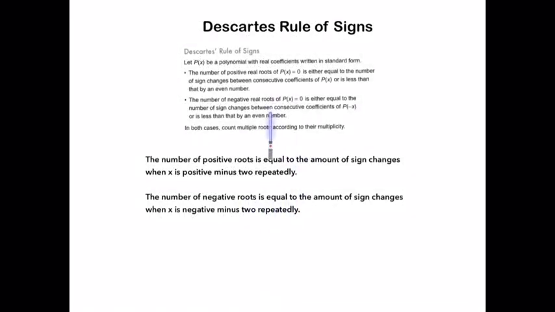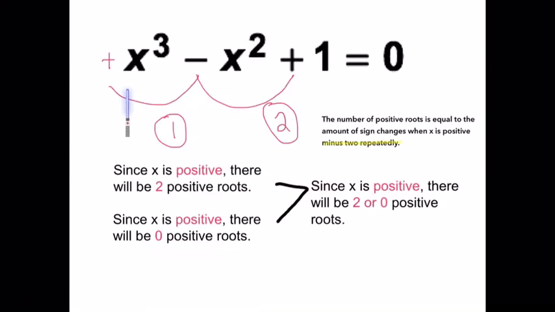This is Descartes' rule of signs. And Descartes' rule of signs basically tells you how many positive roots you will have and how many negative roots you will have depending on the sign changes. Well, basically what all of this means is the number of positive roots is equal to the amount of sign changes when x is positive, minus 2 repeatedly. And the number of negative roots is equal to the amount of sign changes when x is negative, minus 2 repeatedly. So this is just a regular polynomial.